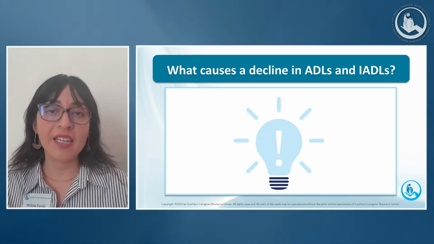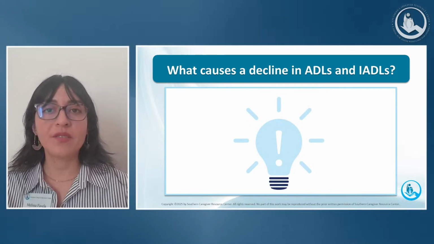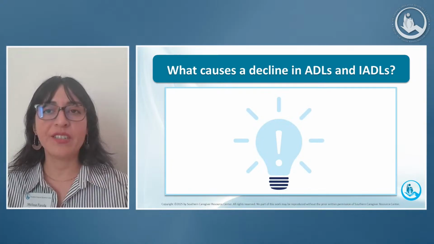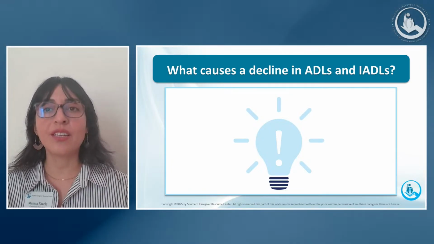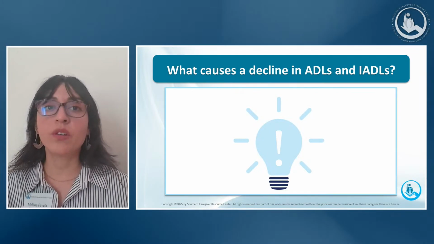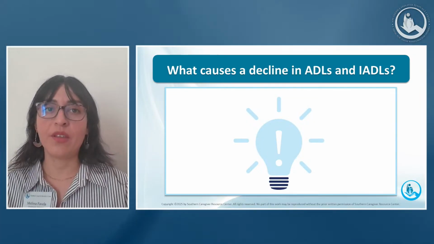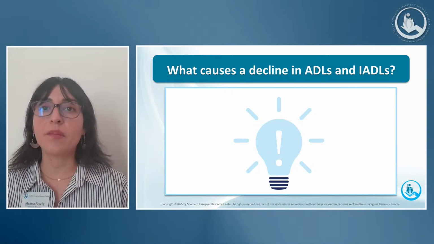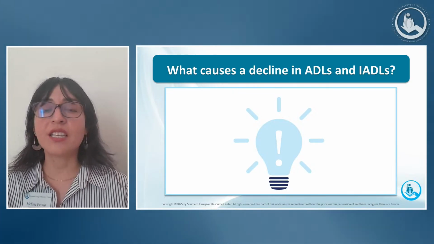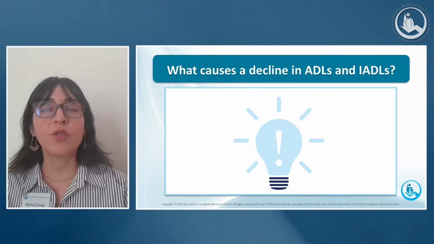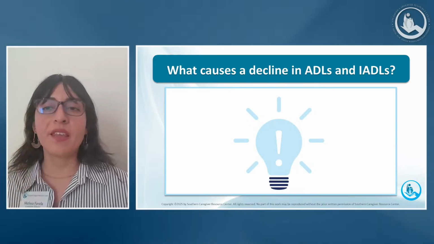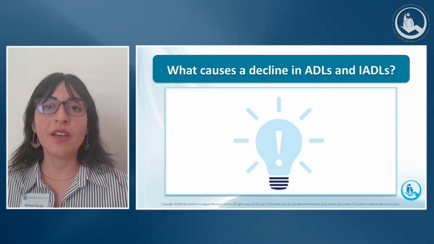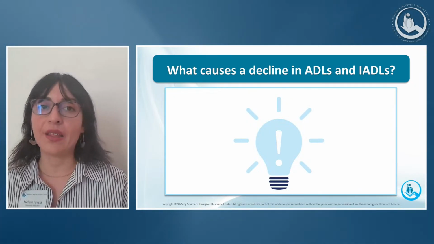Impairments in IADLs, or instrumental activities of daily living, like managing finances or transportation, can also lead to social isolation, worsening mood, cognition, and general health. Now, other contributing factors include side effects from medications, challenges in the home environment, and acute injuries. The extent of functional loss often depends on the severity of the event and the patient's baseline health.